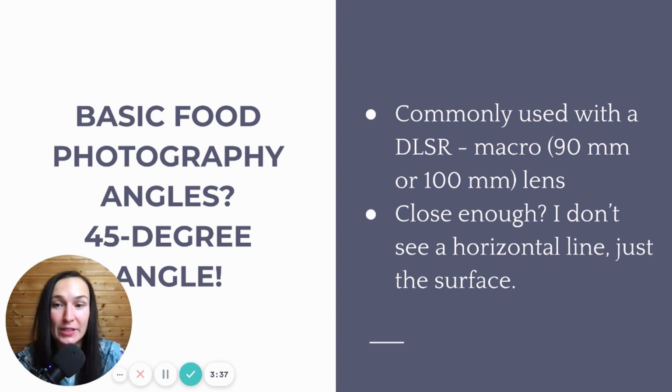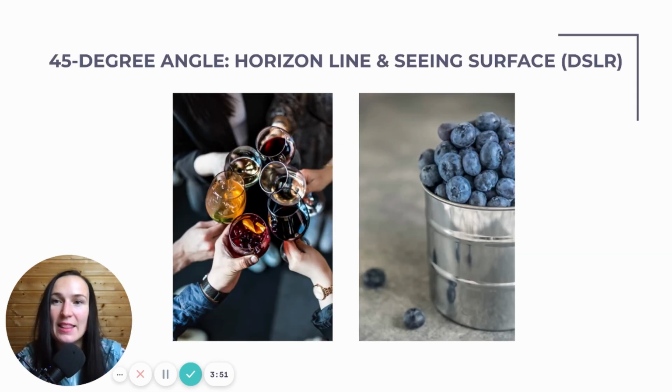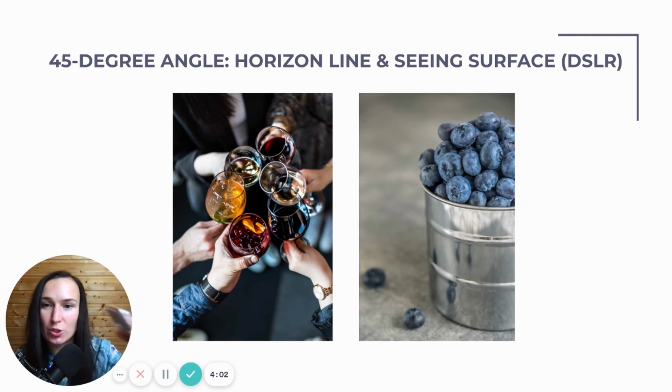But definitely you can use it and play around with this one, because sometimes when you go closer to the subject or a little bit farther, you can find that it's not going to make the food look weird. With this 45-degree angle, you can't see the horizon line, or the surface in general, because you're shooting from here. So with the phone, you're shooting on this angle, not like this, not like this, but basically 45 degrees.